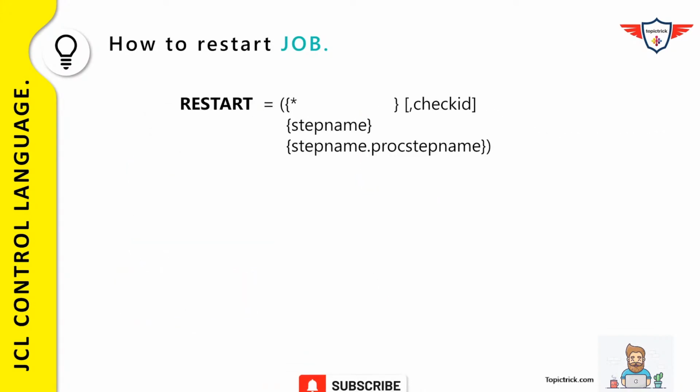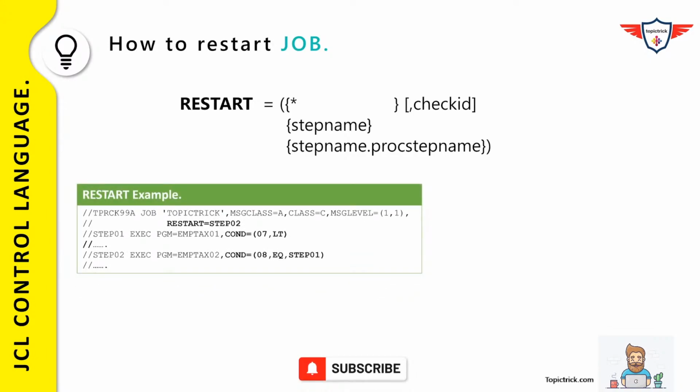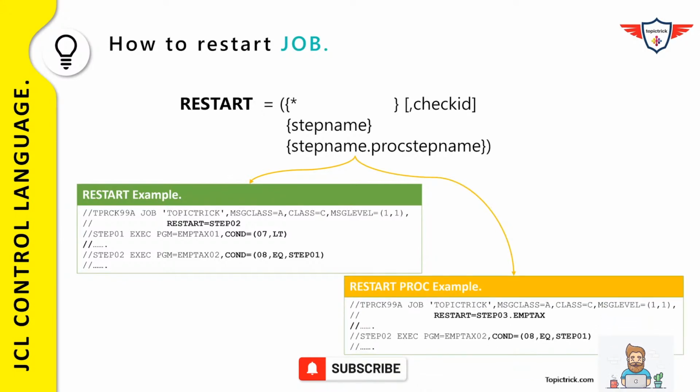The syntax of the RESTART parameter is pretty simple and easy to understand. You have to use the RESTART keyword followed by an equal sign, and after that you have to specify subparameters as per your requirement. So the first possible value is an asterisk, and it is used to specify that the system is to restart the job from the first job step.